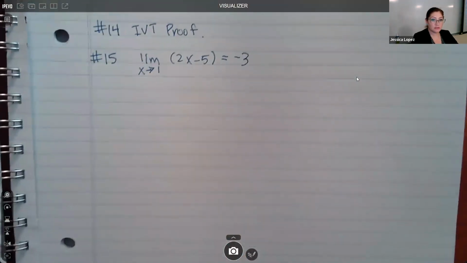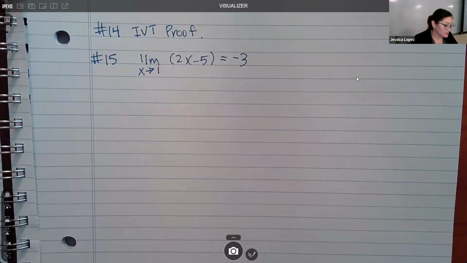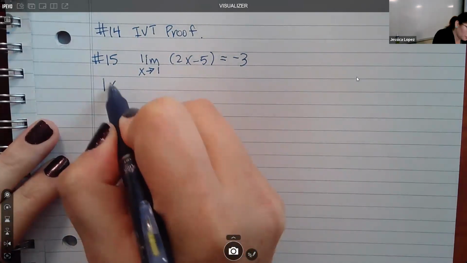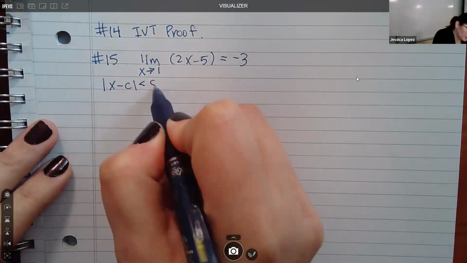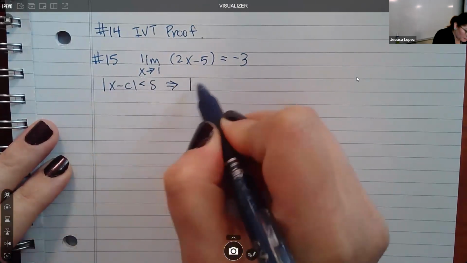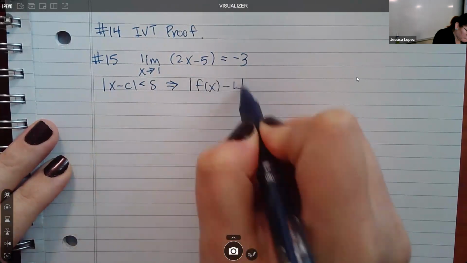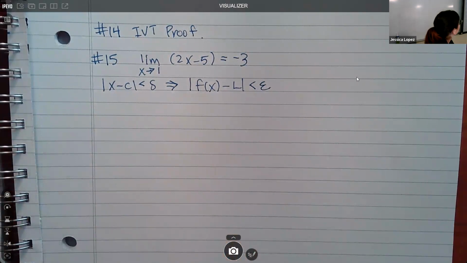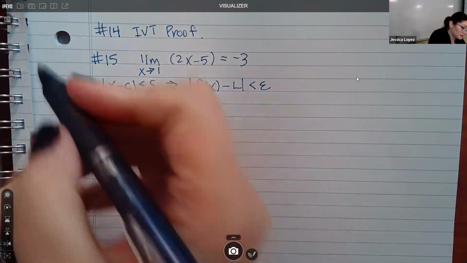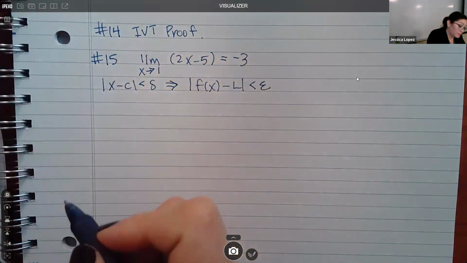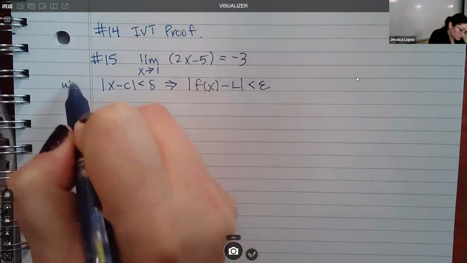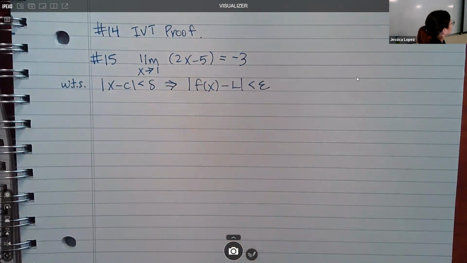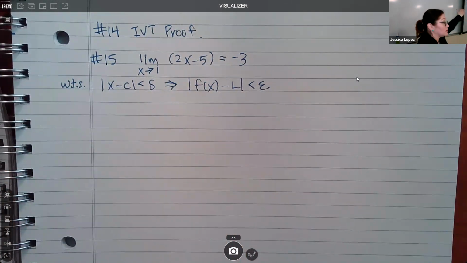Okay, so we've got this one. And according to that epsilon-delta definition, you basically have to show that this implies this. Okay, that's what you want to show. Back in my proofs classes, we would just abbreviate that with WTS, "want to show." I haven't done it yet. That's just what the goal is. Okay.